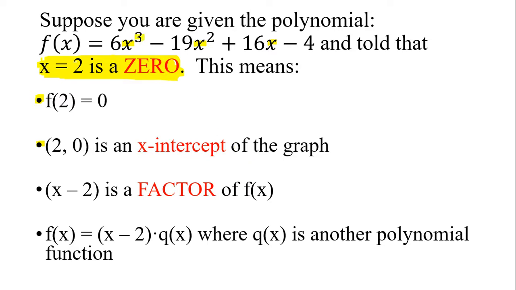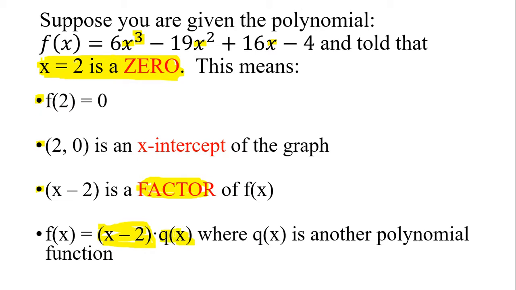Remember that because it's a cubic, there could be potentially 3 real zeros. Some of them could be imaginary, but here we have at least one of them. If f of 2 equals 0 and (2, 0) is an x-intercept on the graph, what that means is that x minus 2, the opposite sign, is of course a factor of the polynomial. And what does it mean if it's a factor? It means that f of x can be written as that factor, x minus 2, times some other polynomial, q of x, and there is no remainder.